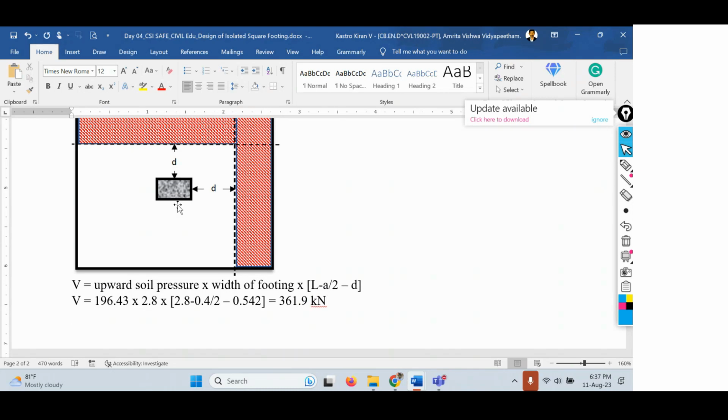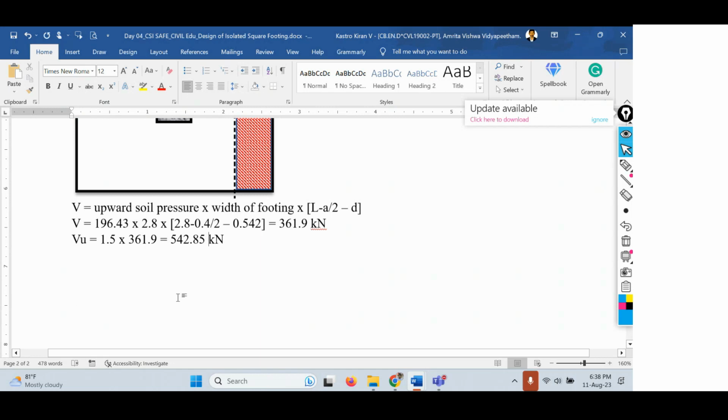But this shear force is not sufficient because we have to go with the factored shear force, that is Vu equals 1.5 times 361.9 kilonewtons. That will give us 542.85 kilonewtons of factored shear force. From this factored shear force, we have to check whether tau v is less than tau c, and that criteria we have to check.